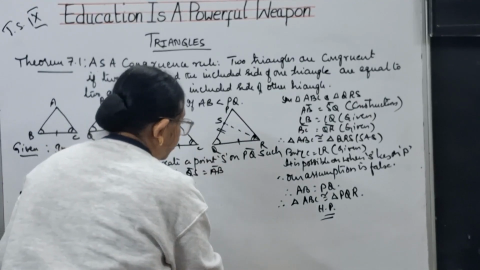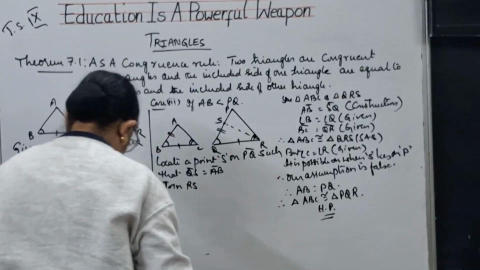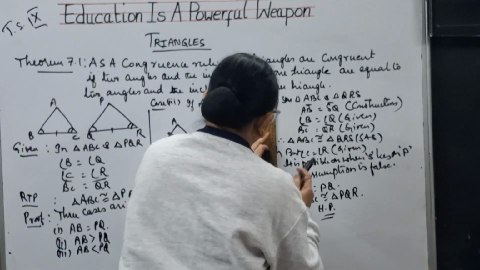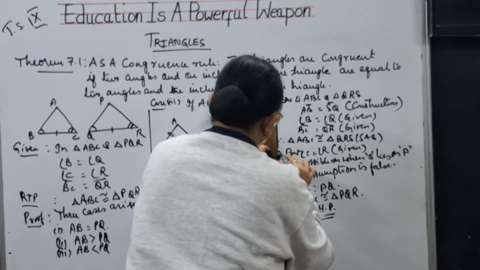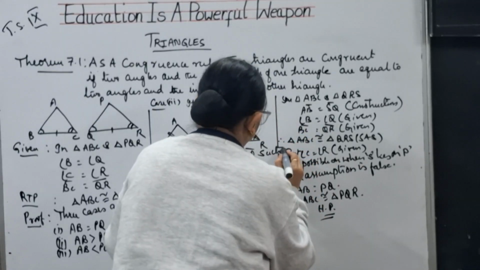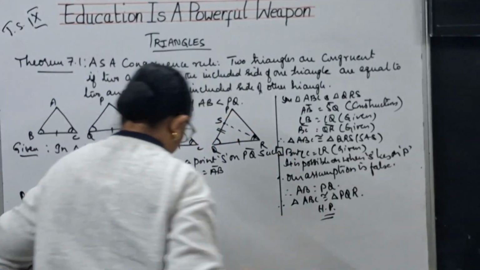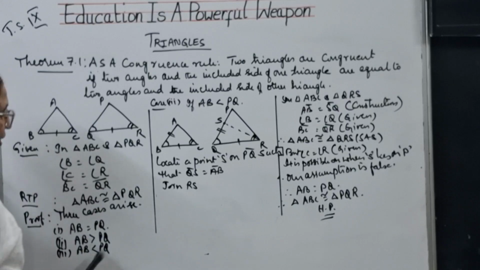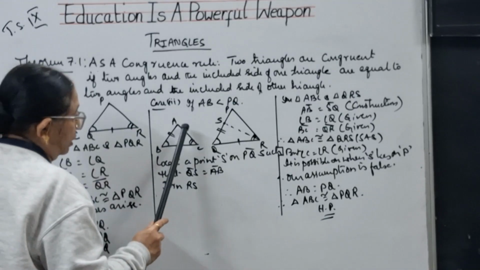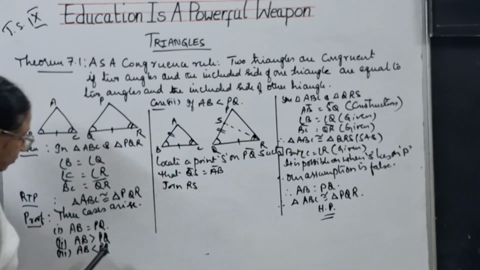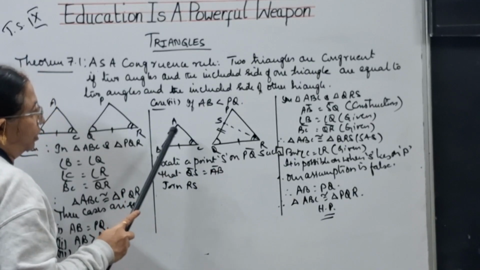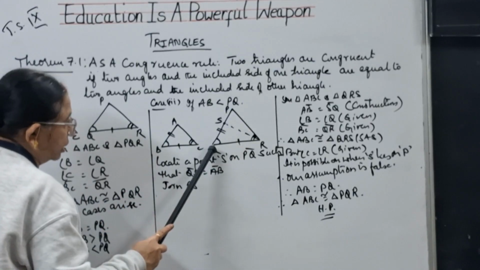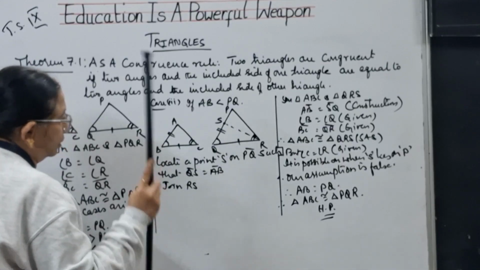Now, when you go for case 3, let me draw a line, otherwise you may get confused. What is case 3? Side AB is less than PQ. I'm sorry, children, here I have written it the other way. I have corrected myself, so please correct it in your notebook. When AB is lesser than PQ, what are you doing? You are keeping a point S on PQ in such a way that AB is equal to QS.